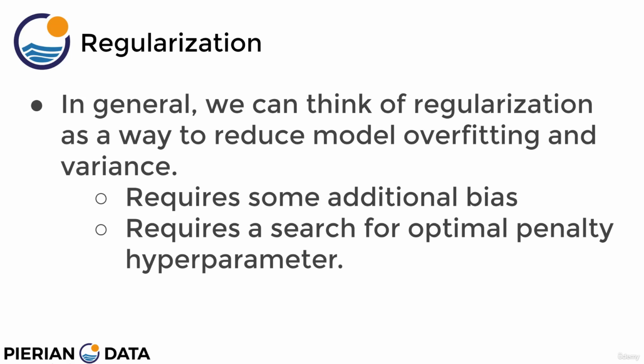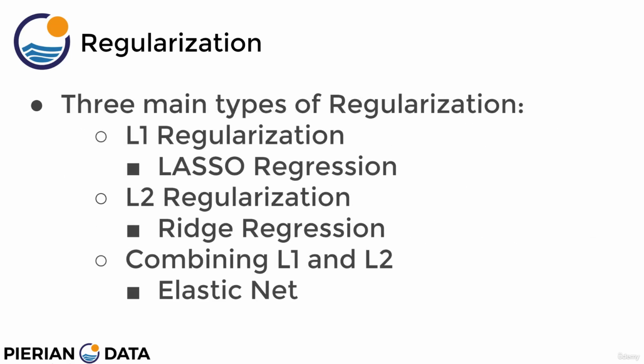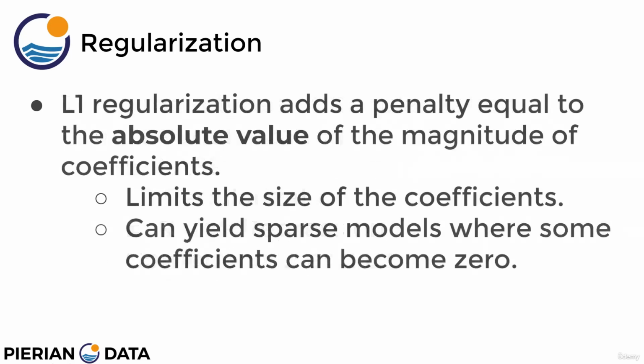And really, when it comes down to it, as far as the mathematics is concerned, regularization is all about adding in these penalty hyperparameters. Now, there's three main types of regularization we're going to be discussing here. The first is L1 regularization, which in terms of linear regression is going to look like lasso regression. Then we have L2 regularization, which is going to be discussed in ridge regression. And then we can combine L1 and L2 penalties to create elastic net regression, essentially a combination of L1 and L2.